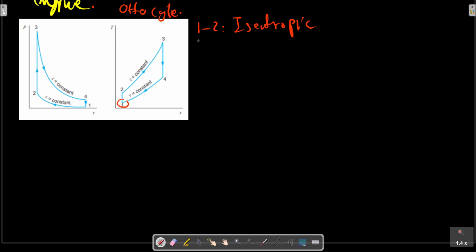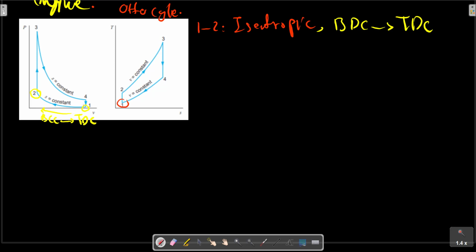Compression of air as the piston moves from bottom dead center to the top dead center. As shown here, we have an increase in pressure.